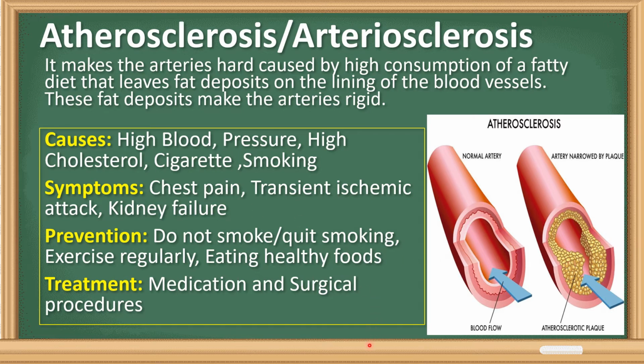Causes: high blood pressure, high cholesterol, cigarette smoking. So, having high blood pressure, high cholesterol, and cigarette smoking can cause this kind of circulatory disease. Symptoms: chest pain, transient ischemic attack, and kidney failure. The prevention: we can prevent this by avoiding smoke or quitting smoking. You have to do regular exercise and eat healthy foods, less in fats, less in cholesterol.